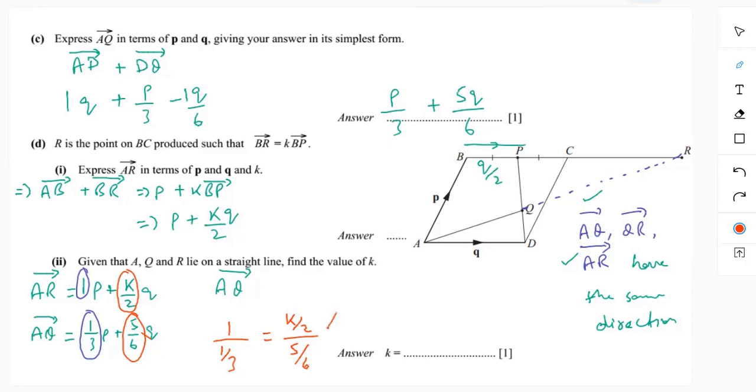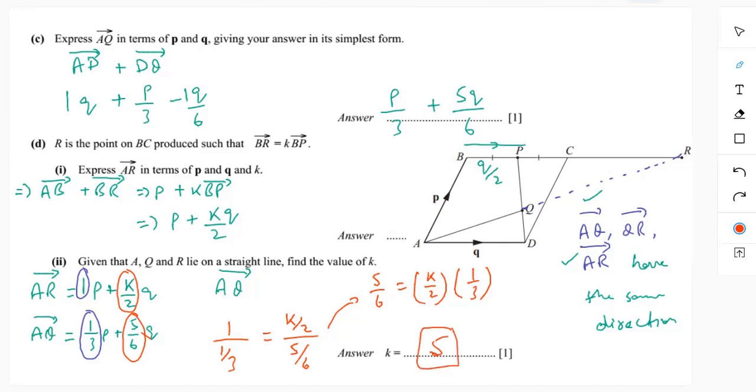यहाँ पे इसको simplify कर लें, क्या हो जाएगा? K की वैल्यू क्या आ जाएगी? 5 over 6 इधर आ गया, 1 over 3 उधर चला गया. So we have 5 over 6 equal to K over 2 into 1 over 3. Let's do the calculation. ये नीचे 6 आगे तो multiply और K की वैल्यू हमारे पास 5 आ जाती है वहां से. Exactly. So K turns out to be 5.